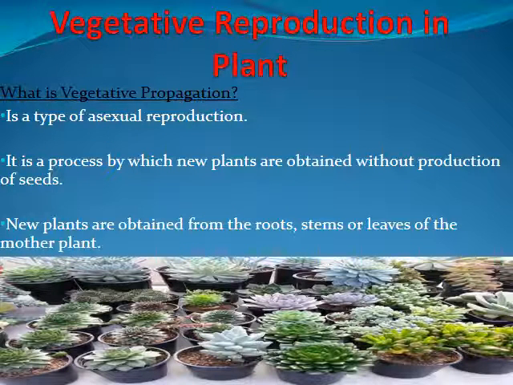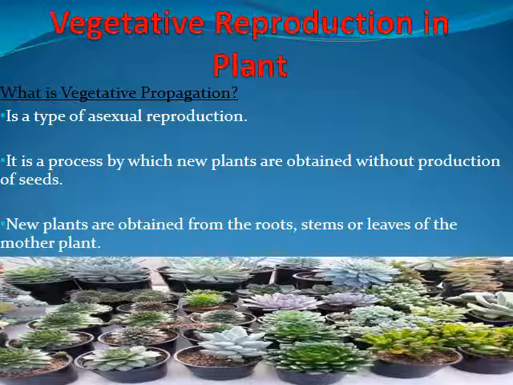Now we're going to move to another lesson which is about vegetative reproduction in plants. First, we have to know what is vegetative propagation. Adam, is it a type of sexual or asexual reproduction? Vegetative reproduction is a type of asexual reproduction.